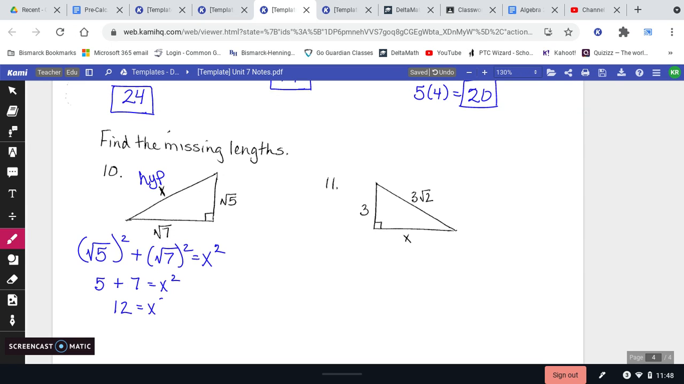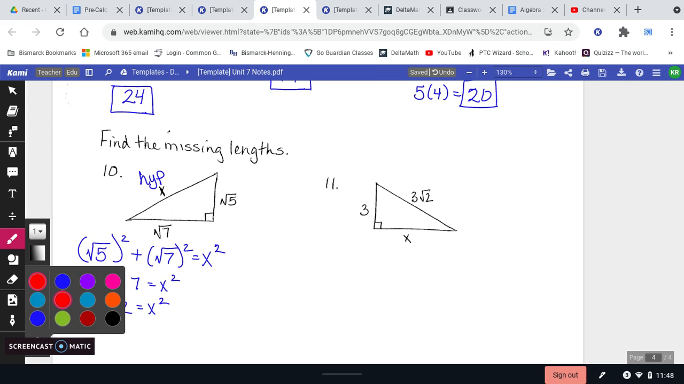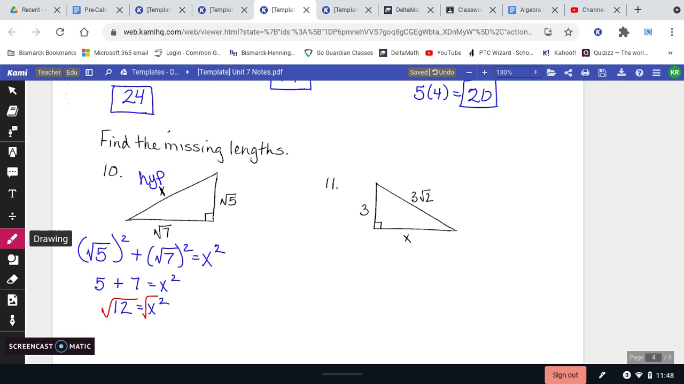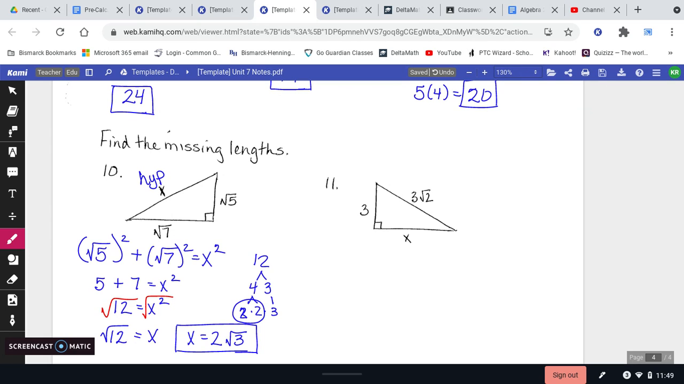So 12 equals x squared. I'm going to square root both sides. And so now, can I simplify this? x is going to equal the square root of 12. Think factor tree. 12 is 4 times 3. 4 is a 2 and a 2. And I'm just going to bring this 3 down. Look, here's that pair of 2s that can come out front. The pair of 2s come out front. The 3 is left over. And so our simplified version of square root of 12 is 2 root 3.